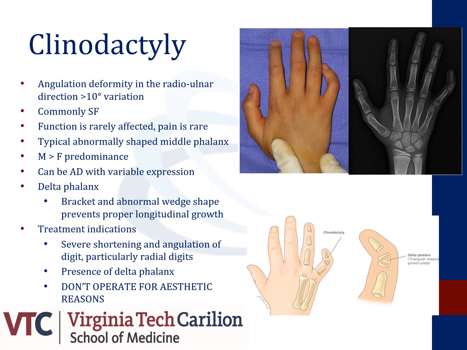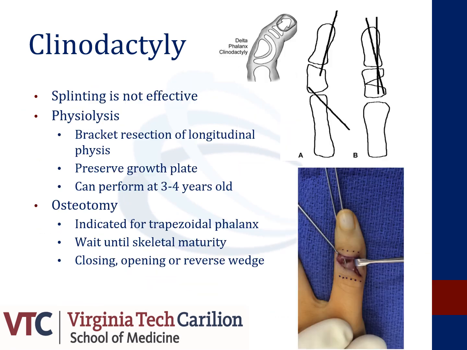Surgery is typically indicated for functional limitations, but not for cosmesis purposes. Involvement of the radial digits or the thumb is more likely to cause problems with pinch grasp. Splinting is not typically helpful in these patients, and to treat the patient surgically, you must address the underlying deficiency, either in the bracket or in the bone itself.